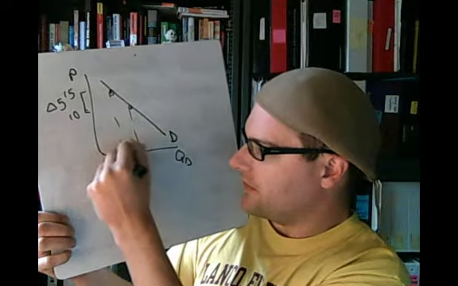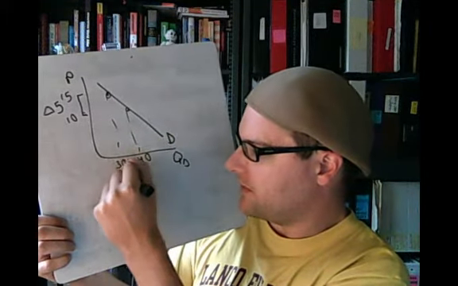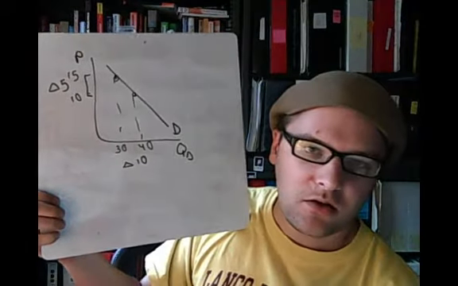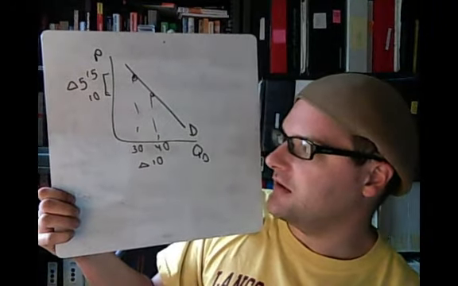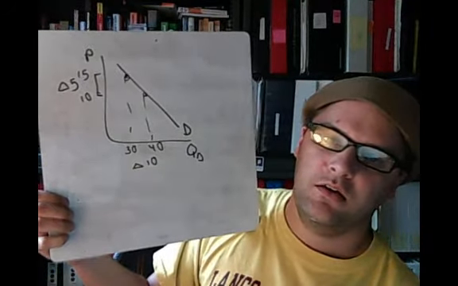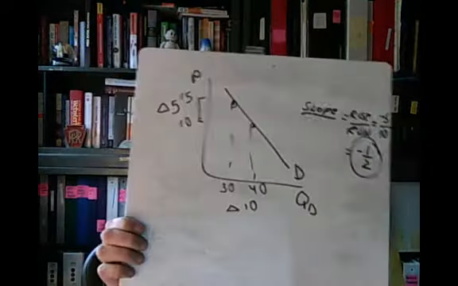And it was going from, let's say, 30 to 40. Here we'd be talking about a change of 10, right? And then we would say the slope in this case, in terms of rise over run, would be negative 1/2, with the negative sign signifying that it's downward sloping.